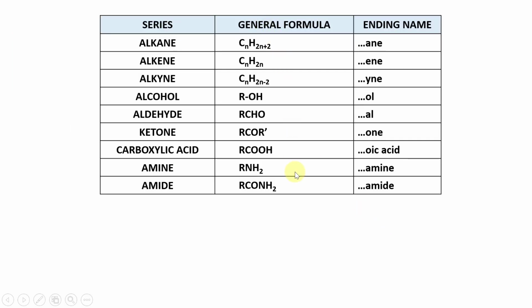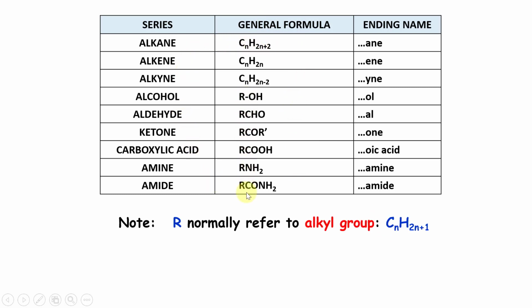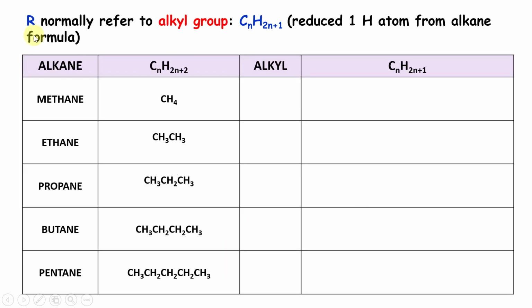This is the list of general formulas of some classes of compounds. The R here normally refers to the alkyl group. For a cyclic compound, it will be reduced by two hydrogen atoms. When an alkane loses one hydrogen atom, it will become an alkyl group. For example, if we have methane, CH4, the alkyl group that comes from methane is methyl. So it will become CH3. It will lose one hydrogen atom.